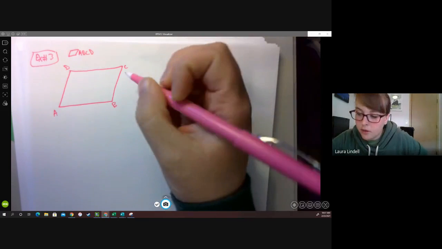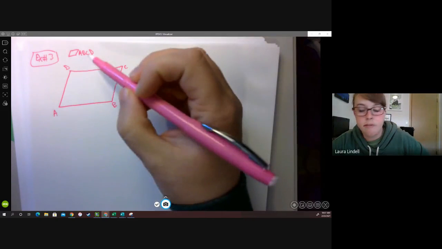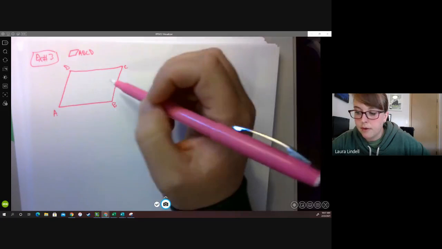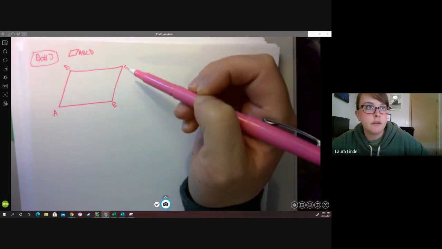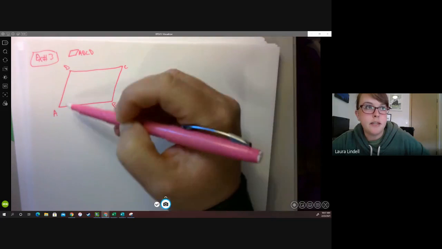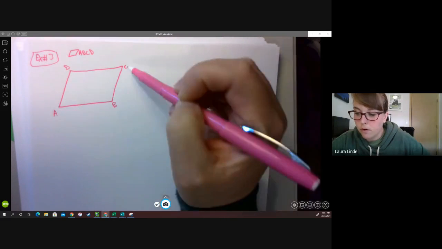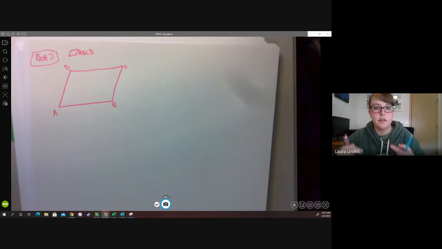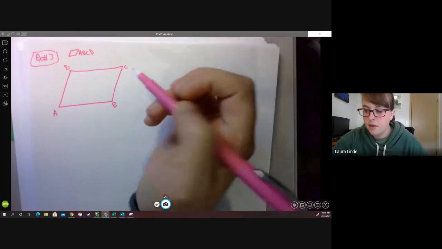Notice that I could not call this parallelogram A, C, D, B or something like that because the letters have to be in order of the way that they're placed around the parallelogram. You could call it DABC if you wanted to, or CBAD, but it has to be in order. You can't go from corner to corner when you're naming your parallelogram. So just another little side note. So we know that ABCD is a parallelogram.